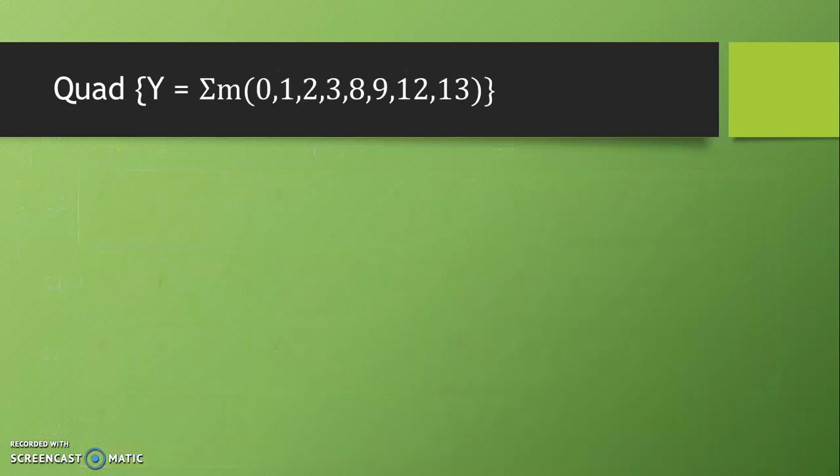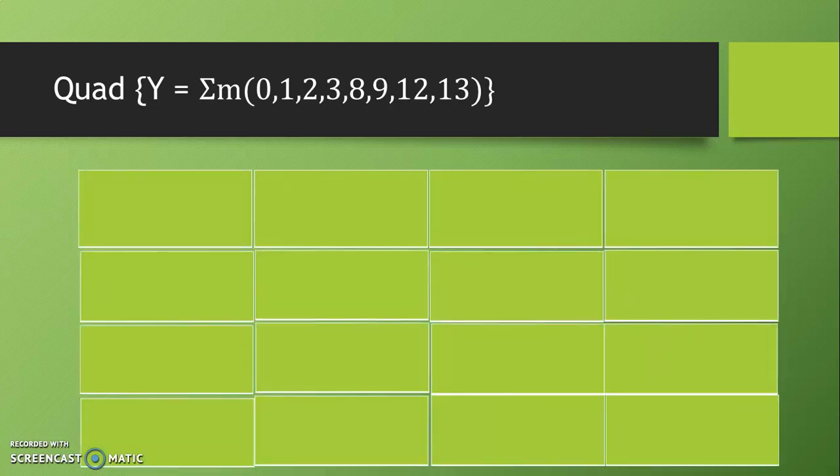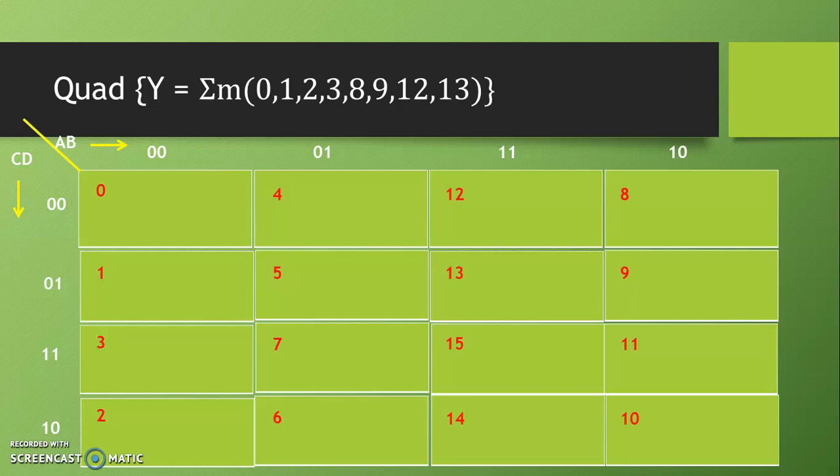We have another example for the quad. We have 4 variables, so a K-map with 16 cells. As usual we give numbers, a decimal equivalent number to each cell. Then we start giving ones as per the given Boolean function: 0, 1, 2, 3, 8, 9, 12 and 13. By observation we can see that we have written ones in 0, 1, 2 and 3, so all the ones are adjacent to each other.